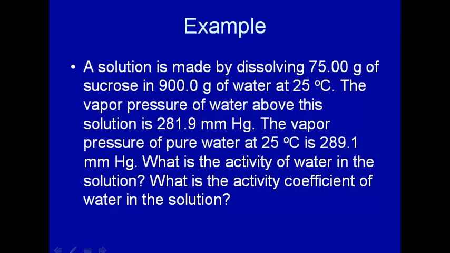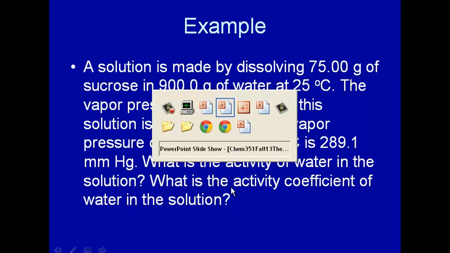A solution is made by dissolving 75 grams of sucrose in 900 grams of water at 25 degrees. The vapor pressure above the water is 281.9 millimeters of mercury. The vapor pressure of pure water is 289.1 millimeters of mercury. What's the activity of water in the solution, and what's the activity coefficient of water in the solution?